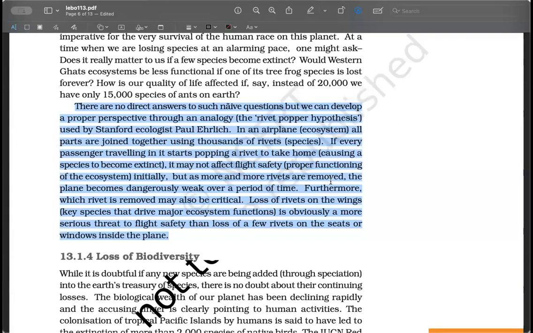Even if it is a small species, it will take more time, so more of them have to go. If there is no ant on the planet, we can't survive, we know that, right? But out of 20,000, if 15,000 are there and only 5,000 are gone, maybe the existing 15,000 will take up their place and job.